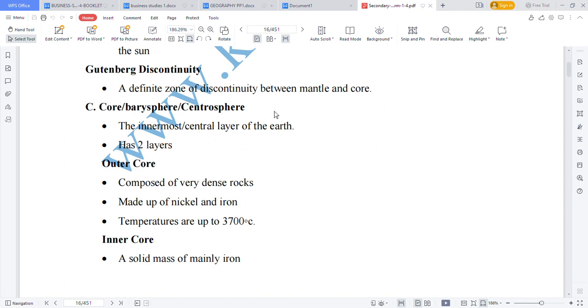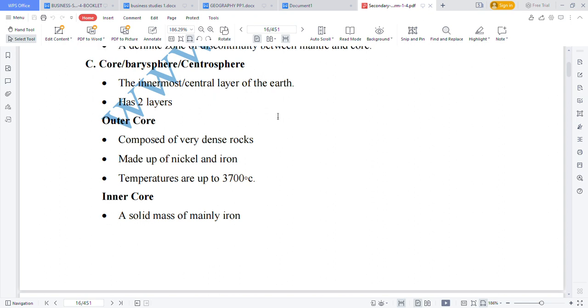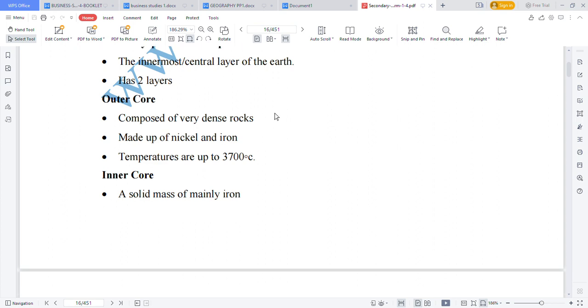Another internal structure of the Earth is the core. Somebody can also call it the barysphere, or the centrosphere. The core is the innermost or central layer of the Earth. Then it has two layers: we have the outer core and the inner core.